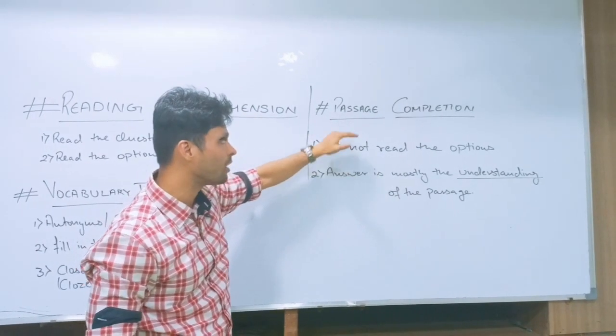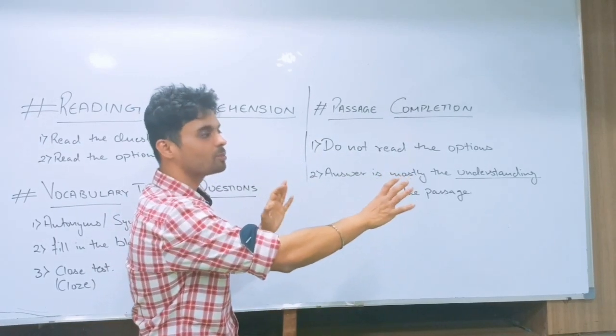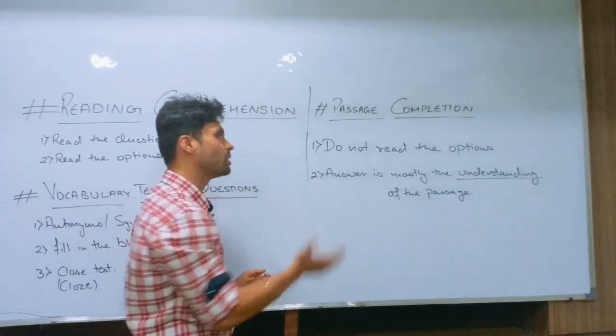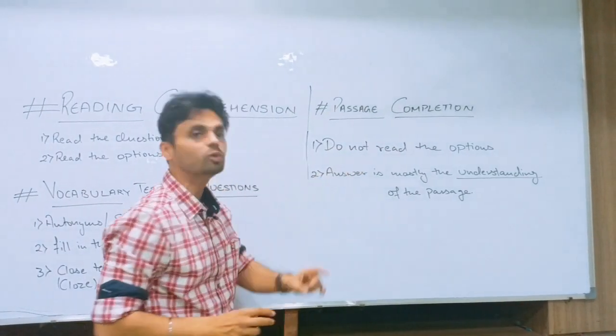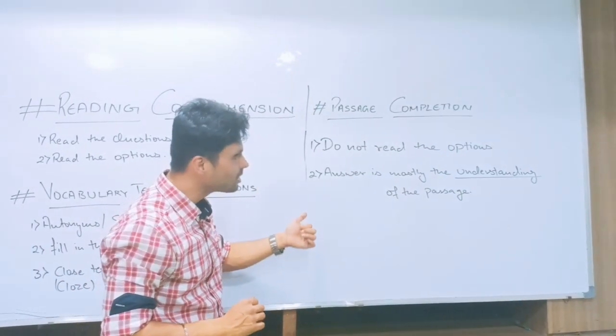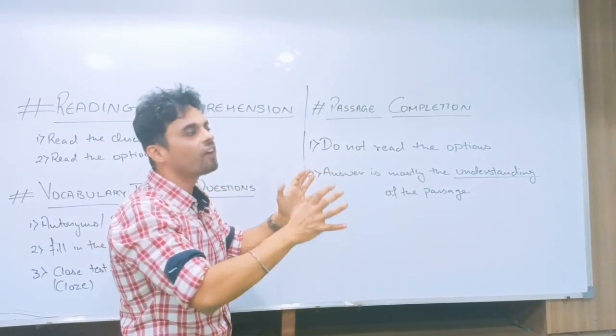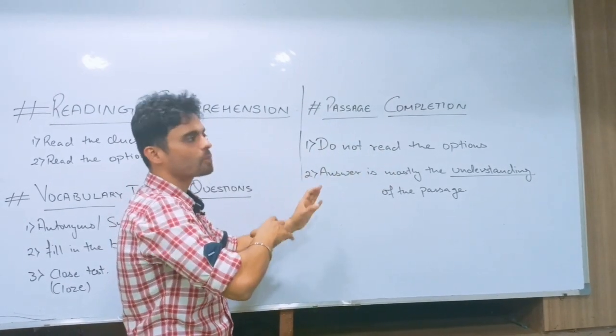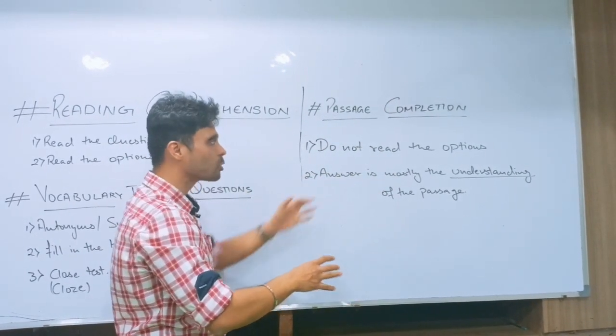What people do, as soon as they get to know there is a passage completion question, some people try to be over smart and straight away jump onto the options. If you do that, you dig a grave for yourself. Why? Because of a simple reason. If you do that, you will find all the options similar. You will be thinking that yes, this option is also right, that option is also right. So please don't do that.